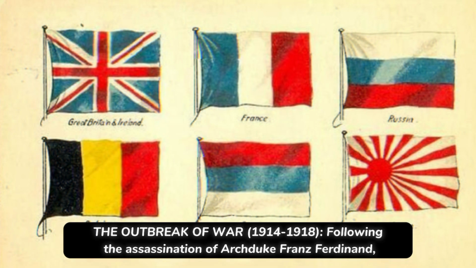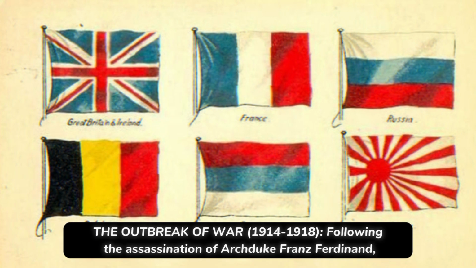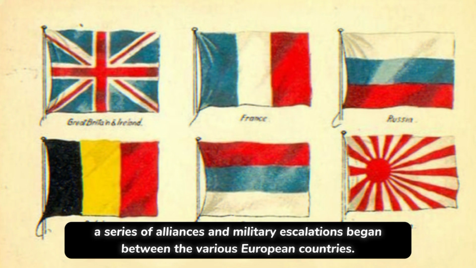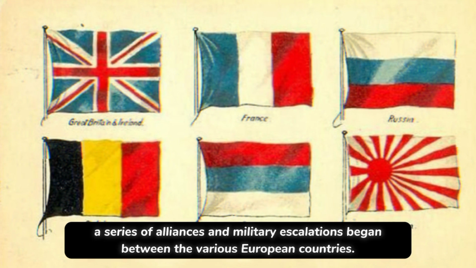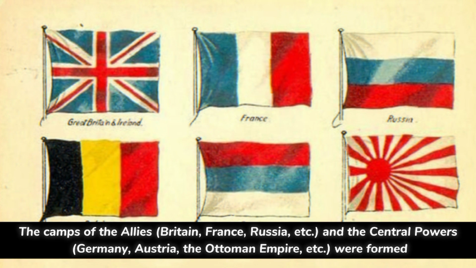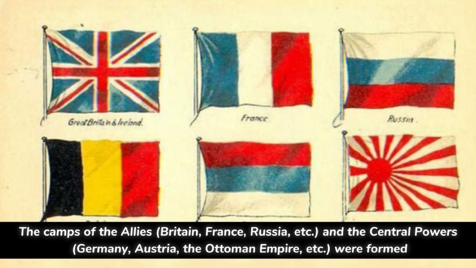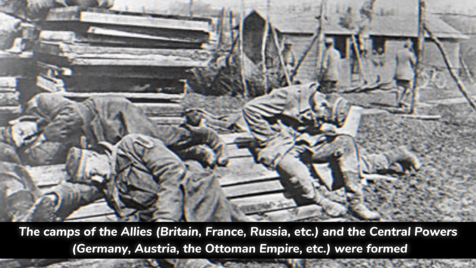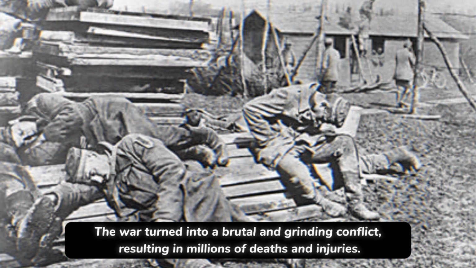The outbreak of war, 1914-1918. Following the assassination of Archduke Franz Ferdinand, a series of alliances and military escalations began between the various European countries. The camps of the Allies, Britain, France, Russia, etc., and the Central Powers, Germany, Austria, the Ottoman Empire, etc., were formed. The war turned into a brutal and grinding conflict, resulting in millions of deaths and injuries.